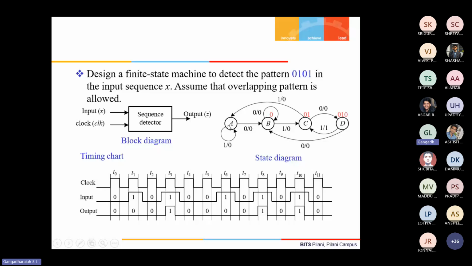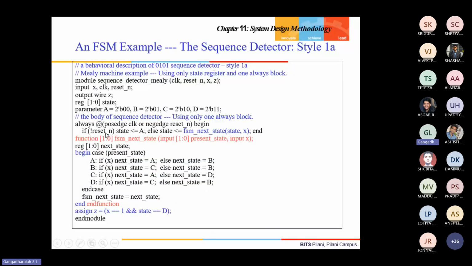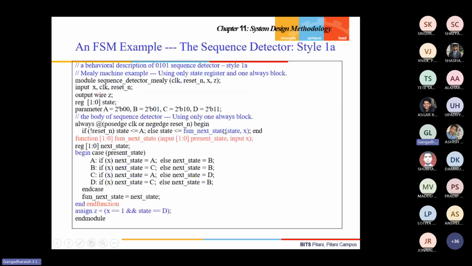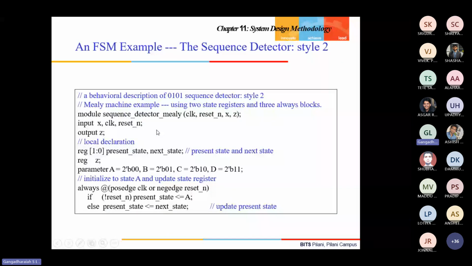Okay, if reset is 0, please understand it is active low reset. You can go for active high reset, it's your wish. So negate G is used, that's why I'm taking active low reset. So with active low reset, if reset N is 0, my initial state is A, else my state is else.